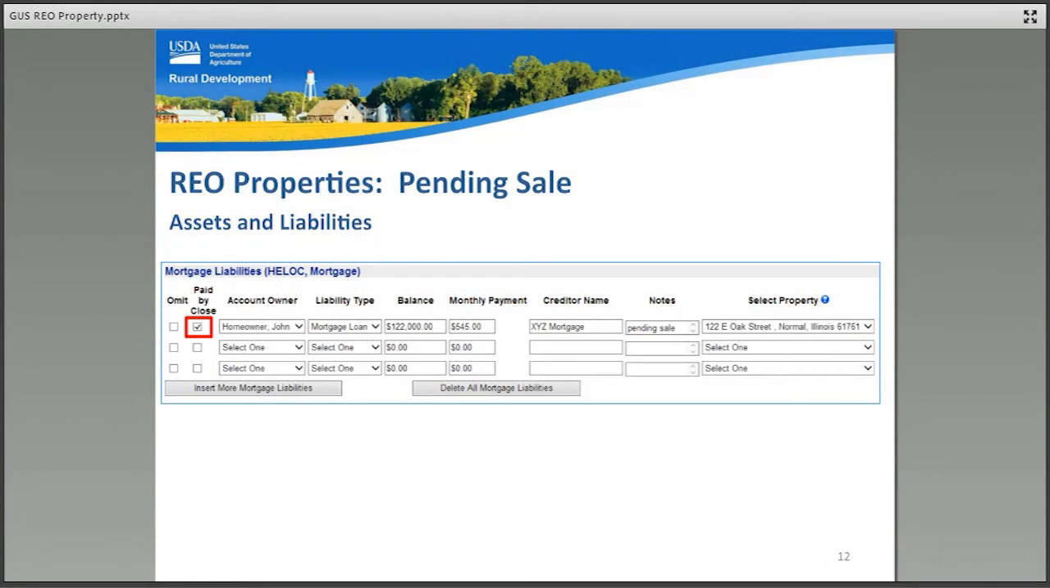Back on the Assets and Liabilities application page, the mortgage debt associated with the REO property was entered under the Mortgage Liabilities section. The property is pending sale. Therefore, the user may select Paid by Close when the property will sell before the new proposed mortgage is closed. This will ensure the mortgage liability is not included in the debt ratio calculation. The user may also complete Select Property from the drop-down box that will now reflect the address entered on the REO Properties application page.